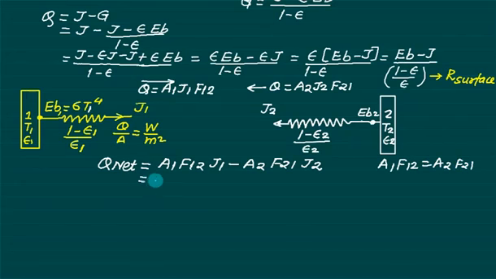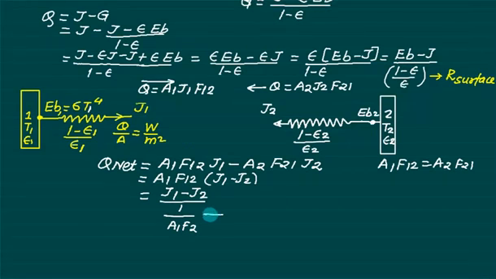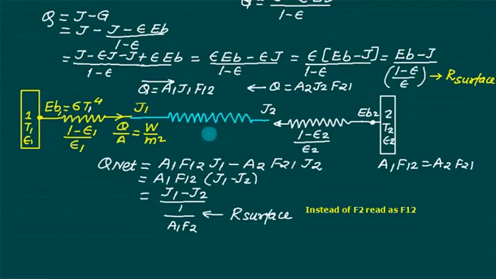So we can take A1 F12 common, and what is left is simply J1 minus J2. Again, in the resistance way, we can write this quantity as J1 minus J2 divided by 1 upon A1 F12. Now this resistance is called the space resistance. So this resistance we have to add. This one is given as 1 upon A1 F12.